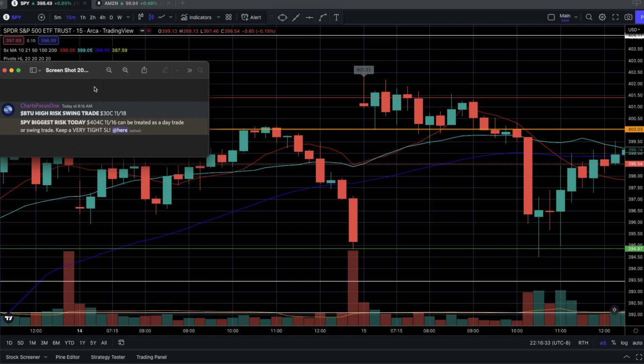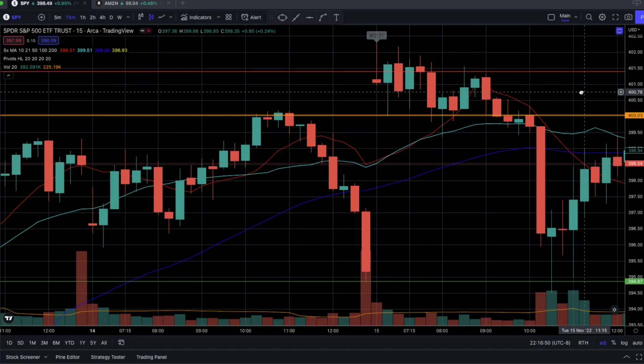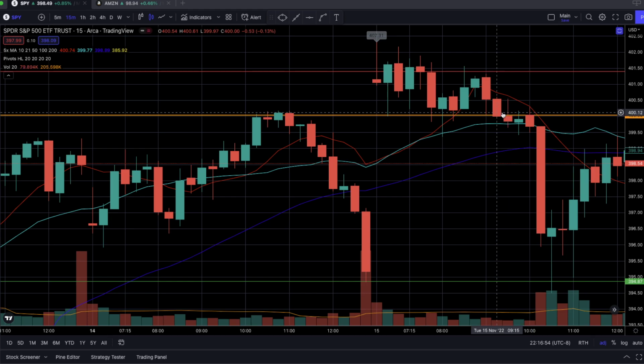So why did I say this? Why did I say to keep a very tight stop loss? Well, first of all, it's risk management. It's always good to have a very tight stop loss, especially when that specific option contract is very, very risky. So on SPY here, what was I looking at? Well, I was looking at one level only, the $400 psychological level, just like on Amazon with that $100 psychological level.